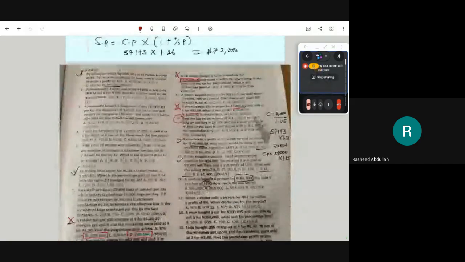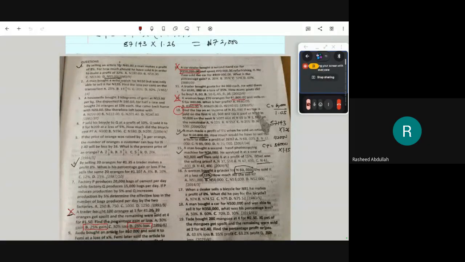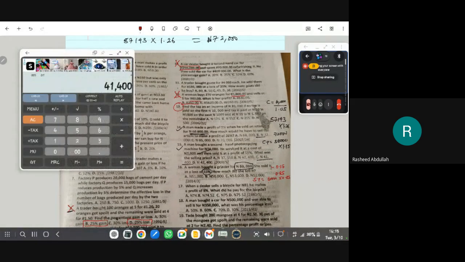Take note, though. A woman bought a grinder for 60,000. She sold it at a loss of 15%. Normally 15% is 0.15. Now you have to do 1 minus 0.15, which gives us 0.85. So you just multiply 0.85 by the cost price. She bought it for 60,000. That's the cost price. We are looking for the selling price. So selling price is going to be 60,000 times 0.85. That will give us 51,000 naira.